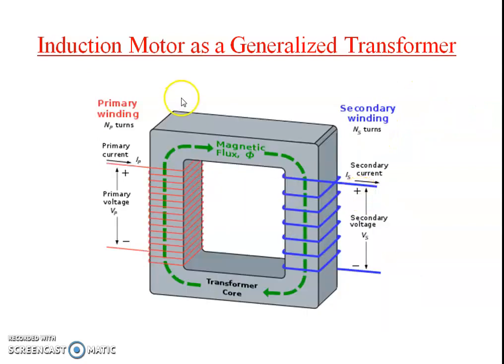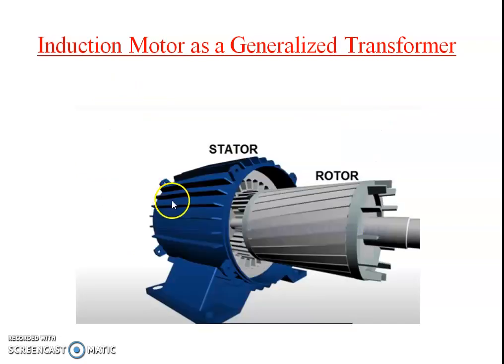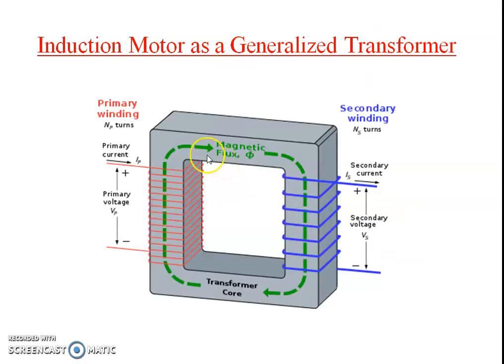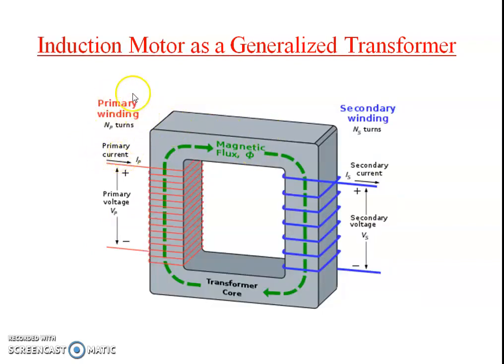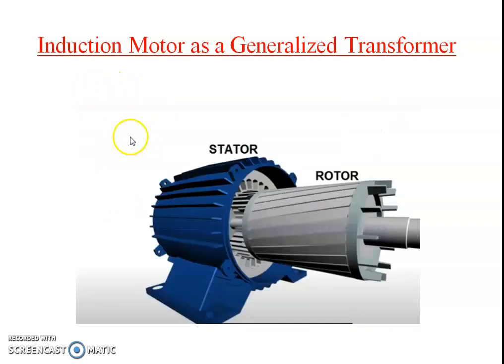As I said earlier, we give supply to the primary winding of the transformer. But in the case of the induction motor, we give supply to the stator. That means we are going to draw a similarity between the induction motor and the transformer. In the transformer we give supply to the primary winding, but in the induction motor we give supply to the stator winding. So we consider the primary winding of the transformer to be equal to the stator winding of the induction motor.